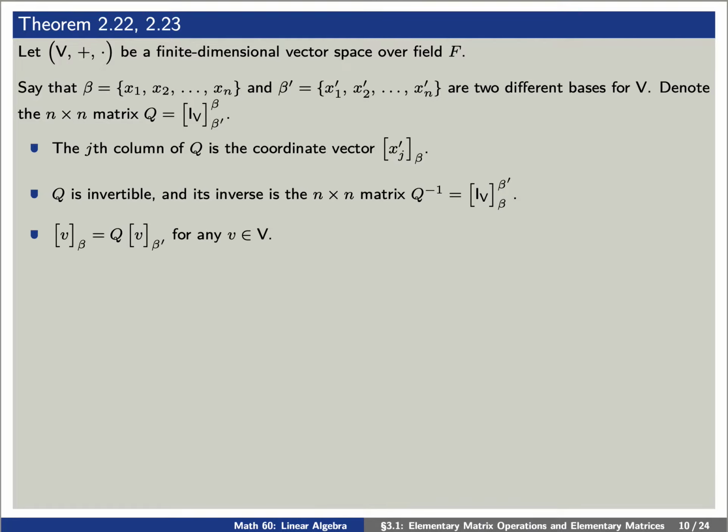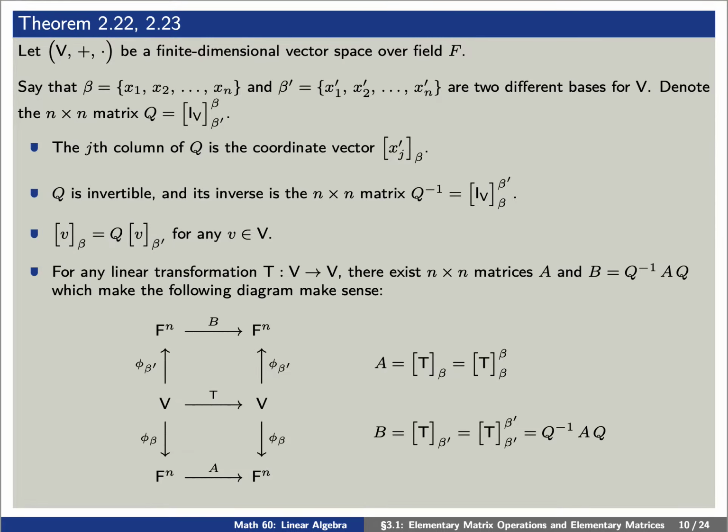Next, the standard representations with respect to beta and beta prime are related by this matrix Q. And finally, for any linear transformation T going from a vector space V to itself, we can find n by n matrices A, B, and Q, which make the following diagram make sense. In other words, let's think of A as the matrix representation with respect to the basis beta, and we'll think of B as the matrix representation with respect to the new basis beta prime. Then B and A are related by the expression B equals Q inverse times A times Q.